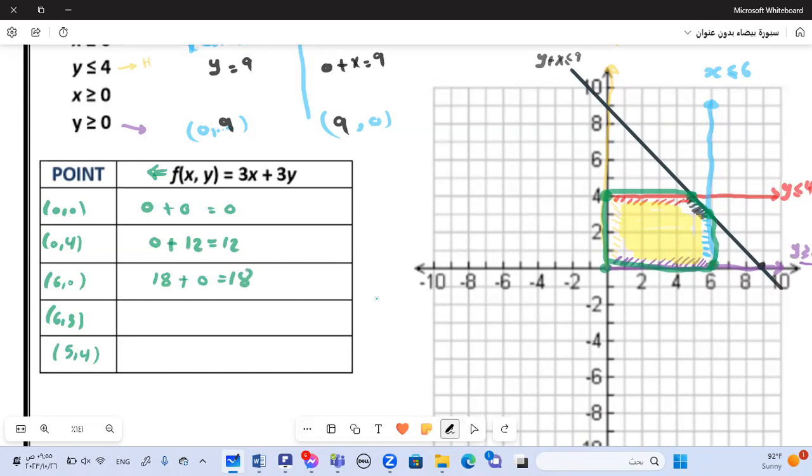6 multiplied by 3 will be 18 plus 3 multiplied by 3 will be 9. So the answer will be 27. Okay, 5 multiplied by 3 will be 15. 4 multiplied by 3 will be 12. So the correct answer will be 27.